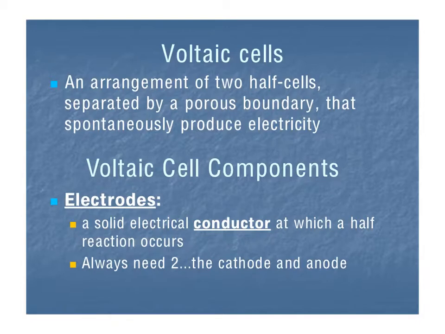Let's look at the voltaic cell closely. You are required to have two half cells, a reduction half cell and an oxidation half cell. They have to be separated by a porous boundary, and when connected together with a wire, they will produce electricity. The first component of a voltaic cell is an electrode. It's a solid electroconductor where the reactions occur. You always need two electrodes in a voltaic cell: a cathode where the reduction happens, and the anode where the oxidation happens.